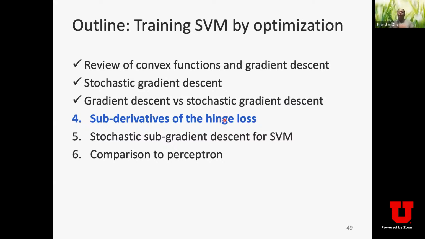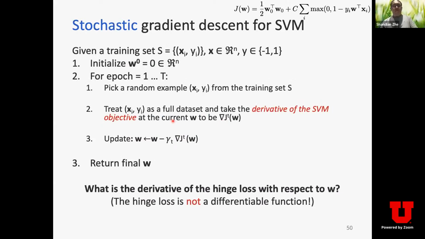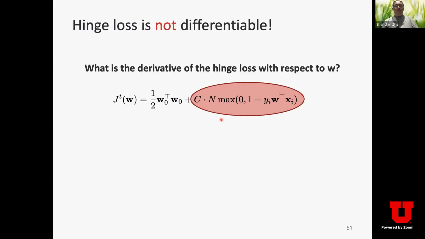Now, let us look at how we instantiate the stochastic gradient descent framework for SVM. As we just mentioned, we have come up with a stochastic objective function by randomly picking an example. That means every time I randomly pick an example from the training set, I treat xi, yi as a full data set by duplicating it big N times, and then I look at the objective function over this duplicated data set. Then I want to compute the gradient on this fake objective function. But here we found a problem.